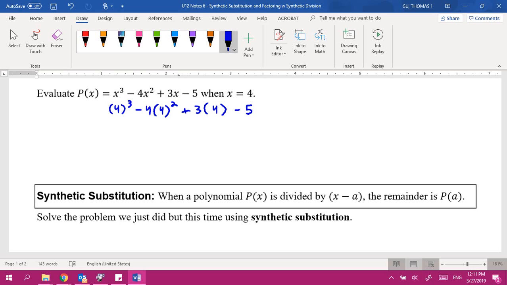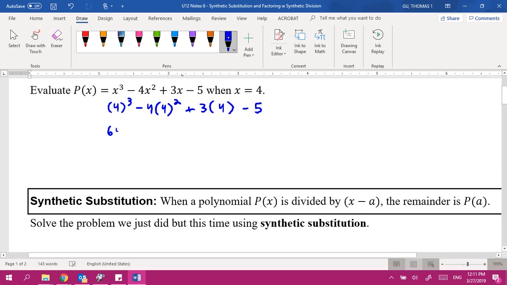Simplify. So, what is 4 cubed? 64, that's right. Now the next part, be careful because some people will mess up the order of operations. What comes first, the exponent or the multiplying? Yeah, the exponent, okay. So we're gonna put minus 4 times 16. That's right. Minus 4.